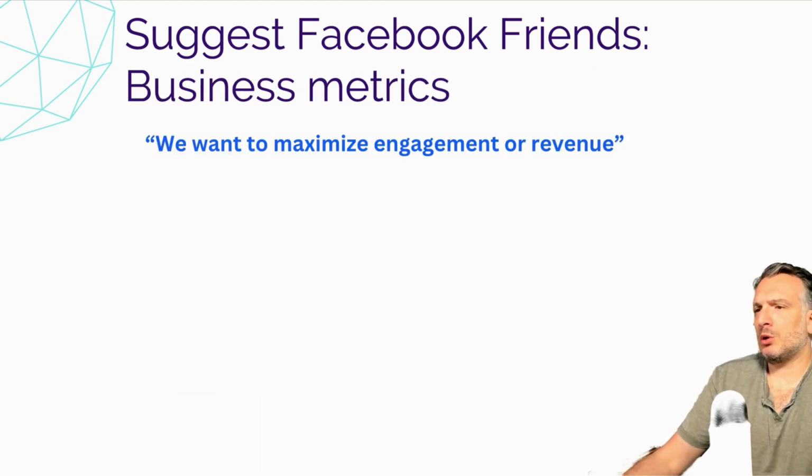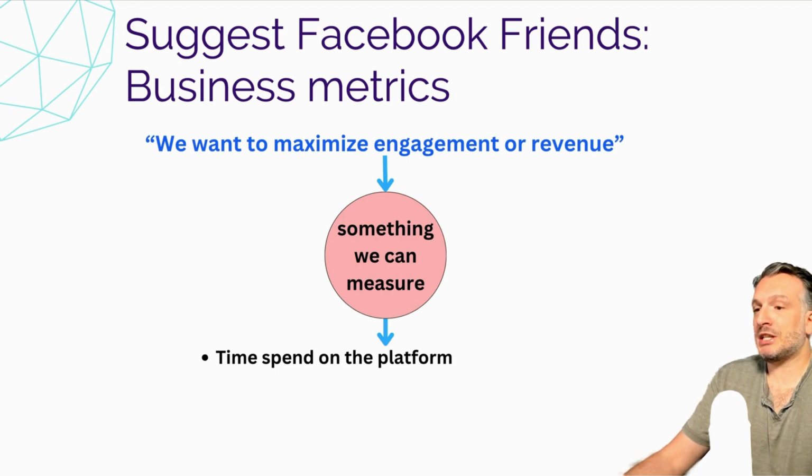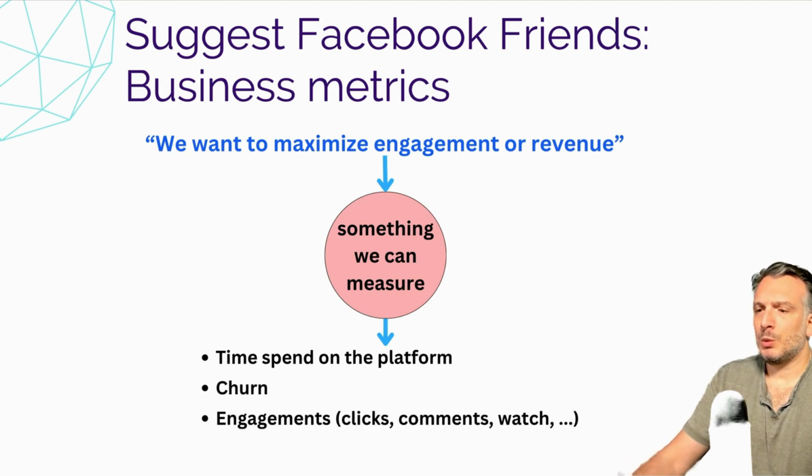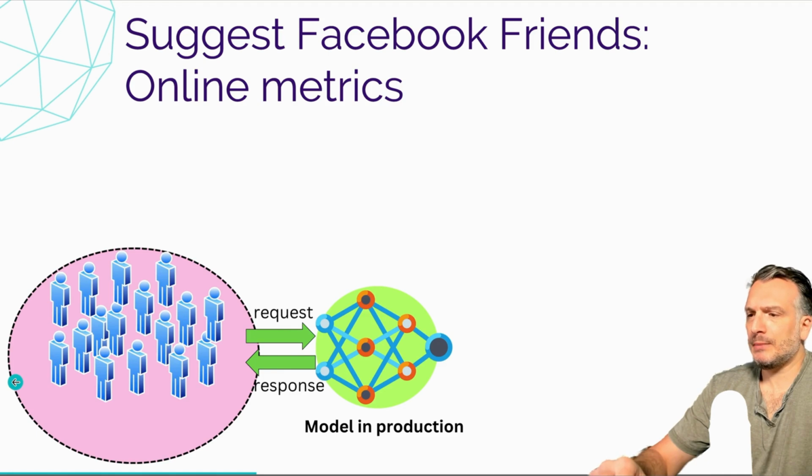So what are our business metrics? We said we wanted to maximize engagement or maybe revenue, but this is somewhat vague to assess the performance of a machine learning solution. We need something that we can measure. For example, we can measure the average time spent on the platform. We can measure the churn of the users. We can measure the engagement behaviors like clicks, comments, watch of reels. So there's a lot of things that we can measure to understand the improvement that a specific model may have on a user. So let's try to understand our online metrics.